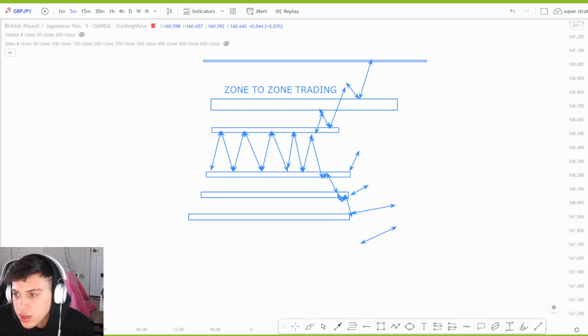Remember, our zones mean magnets, right? These zones over here mean magnets, right? So what do I mean by that? I mean that if we break this zone here, it will come up to this zone because this zone is now acting as a magnet.